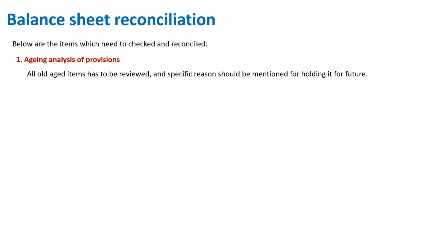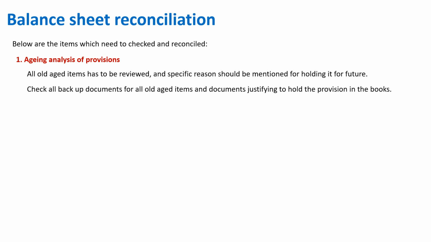So all old aged items have to be reviewed and specific reasons should be mentioned for holding them for the future, right? Because you need to justify why this provision should not be reversed, why the provision should be continued in future periods. So specific remarks are needed. It may happen that you may not have the details available in the finance team, but you have to reach out to the business team who has control on this provision or who has more information about this provision.